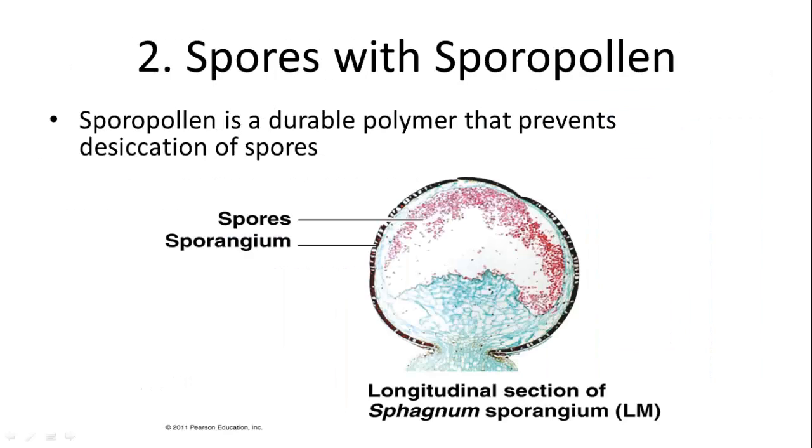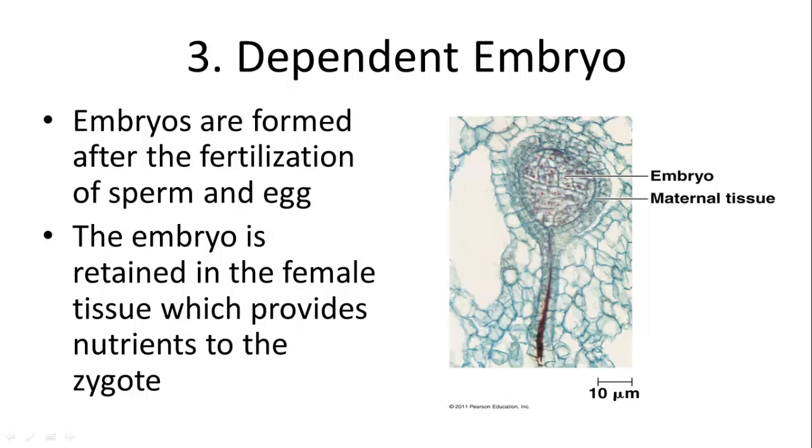Sporopollen is a polymer that prevents desiccation, so again, how to counteract being exposed to the air. All the spores have this outer layer of sporopollen to contain the spores and keep them from drying out. Dependent embryos are embryos which are formed after fertilization of the egg, and then they are dependent on maternal tissue. So there is a separate tissue from which it was derived, which provides nutrients for that embryo.